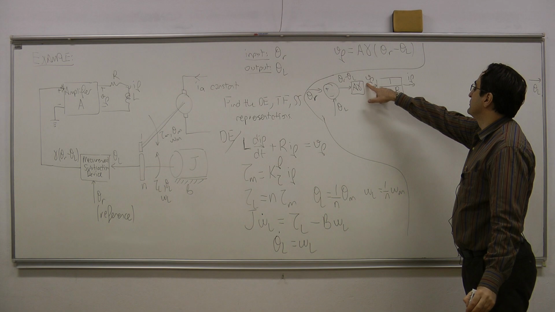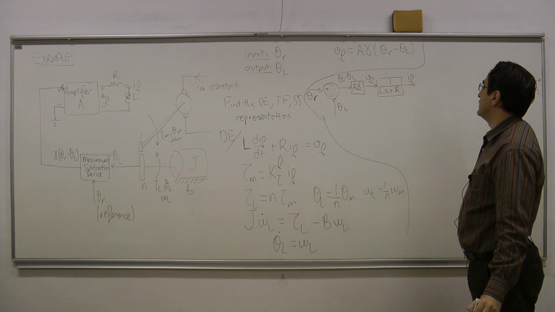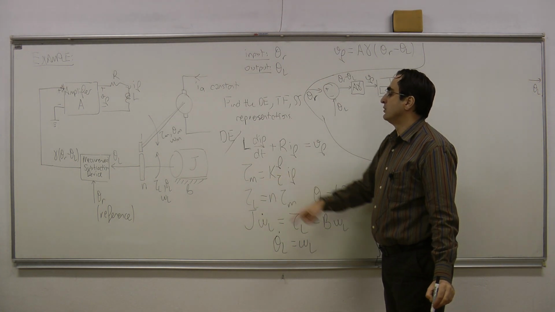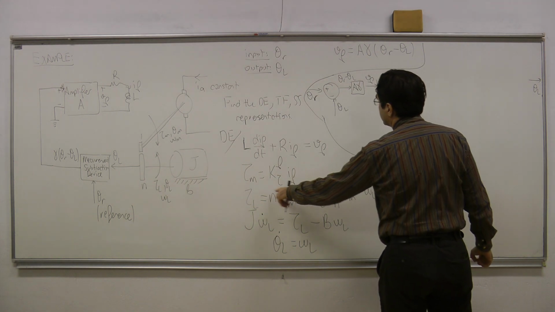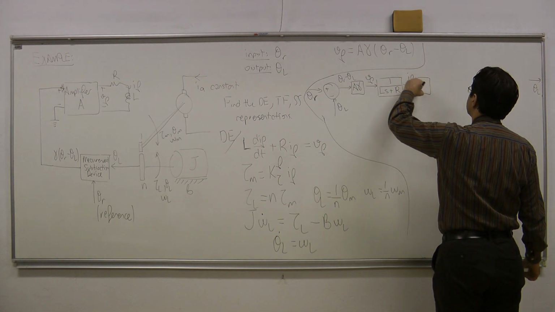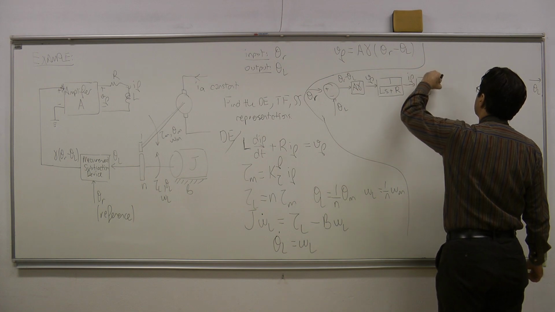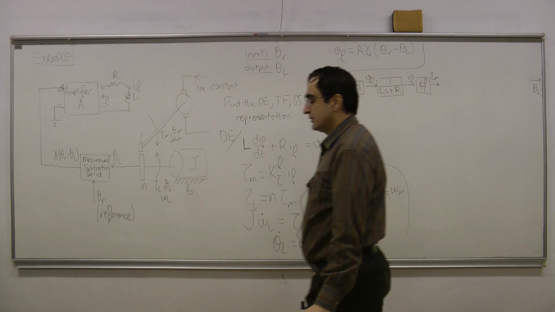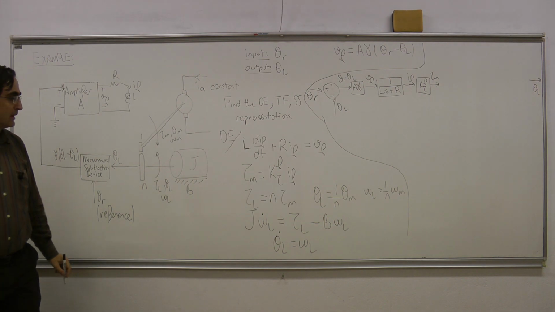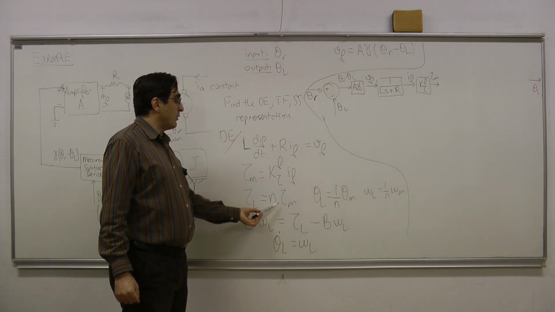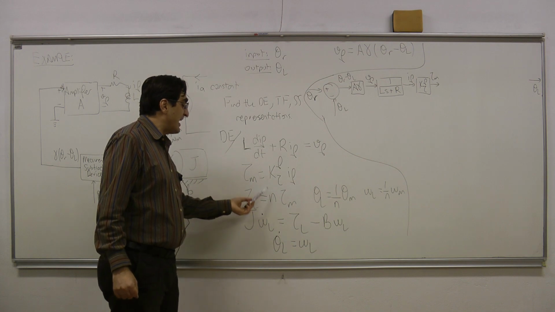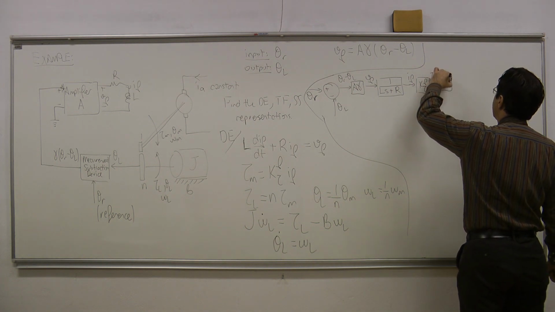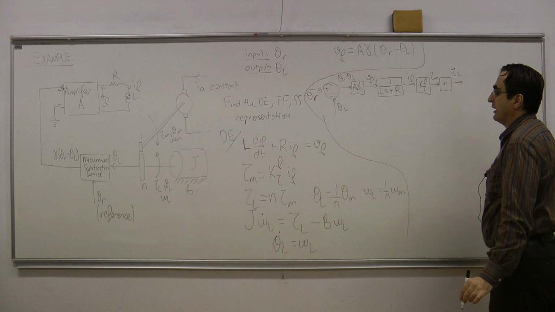Now, this means that between VF and IF there is the system 1 over Ls plus R, a transfer function like this. And after IF, I can go to tau m by multiplying IF with a single constant K tau f. So this gives me tau m, the torque generated by the motor. Then by multiplying tau m with the gear constant n, I can obtain the load torque. So I put here n, and this becomes tau L.